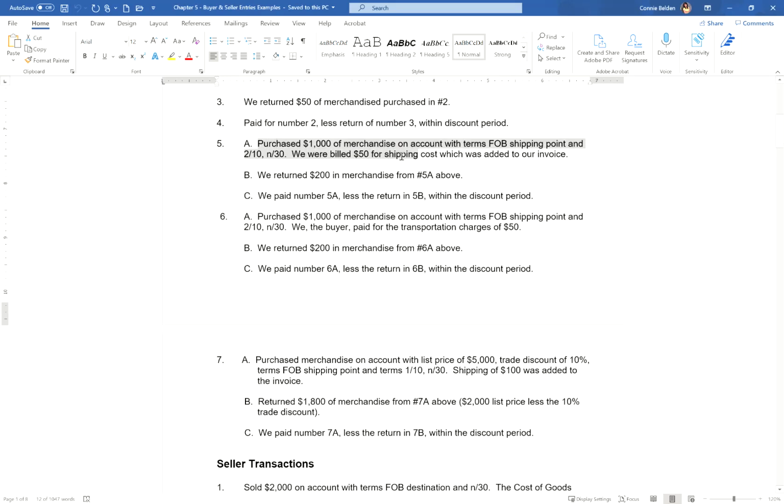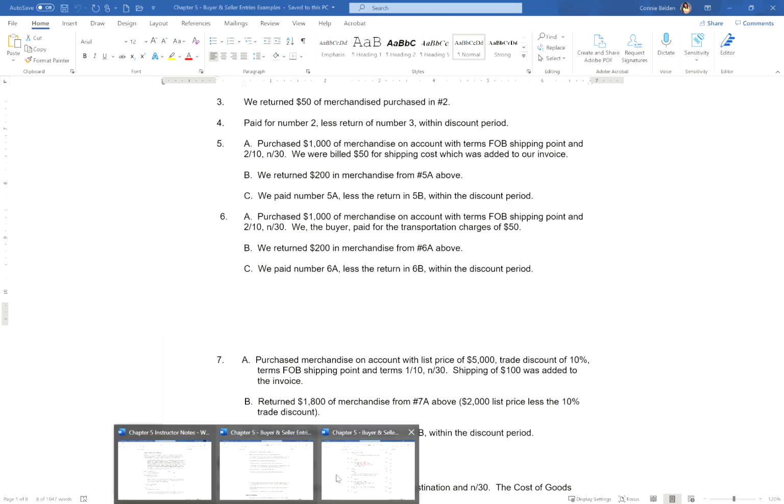Okay, in 5A, we purchased $1,000 of merchandise, free on board to shipping point, 2/10 or N30. So again, we'll get a 2% discount if paid within 10 days of the invoice date. But this time, we were also billed, or was added to our invoice, $50 in shipping cost. So we have to include that as part of what we owe. Okay, and then we returned 200 of it from 5A. And we're not going to worry about shipping on returns. So let's go ahead and journalize 5A and 5B.